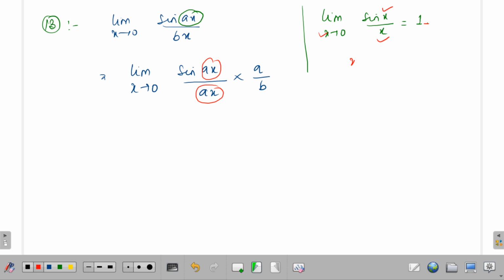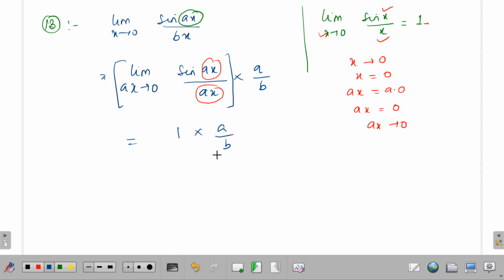And same thing, if x tends to 0, suppose that if x happens to be 0, no matter what you multiply over here, the answer would be 0 only. So instead I can say ax tends to 0. So I'm just going to put here a, and let me just give it in brackets. So in short, the answer is 1 into a by b, which is nothing more than your a by b. And how did I get it? Look at the formula. All right, so that's all about your question number 13.